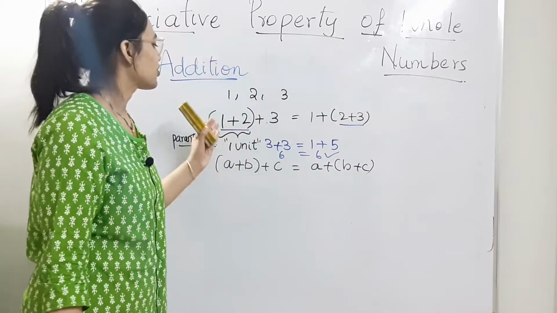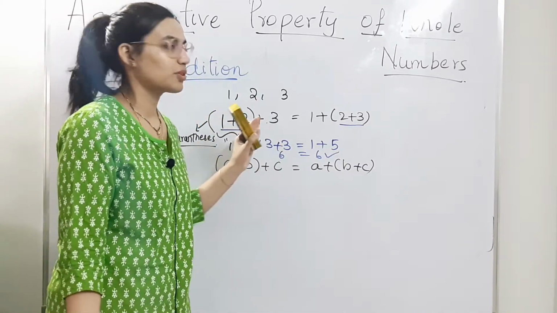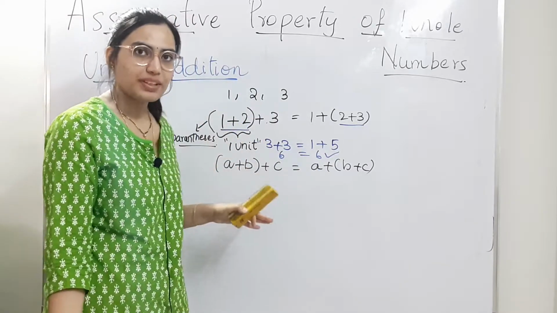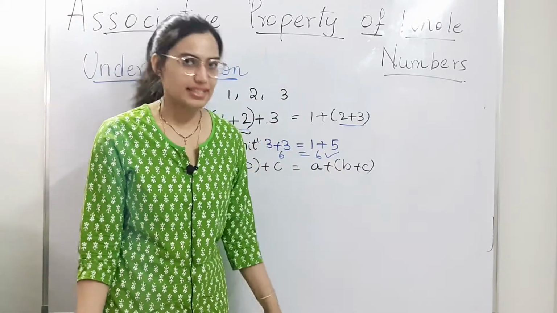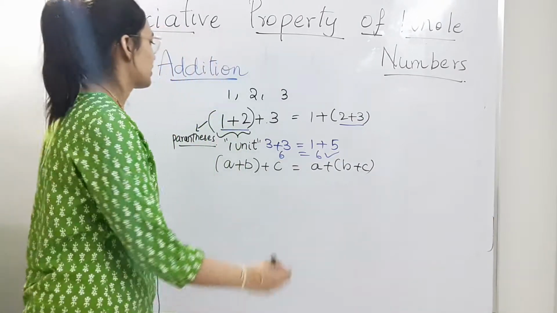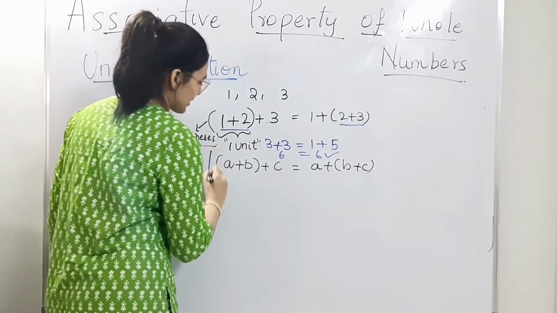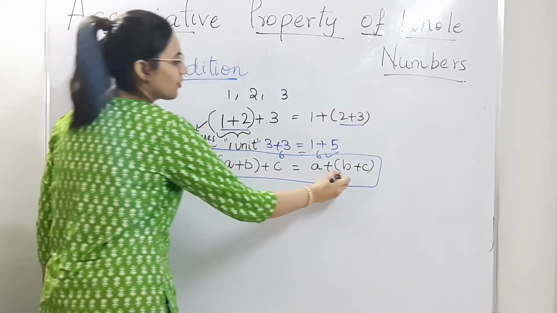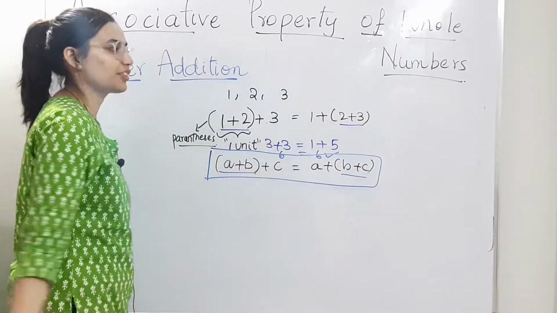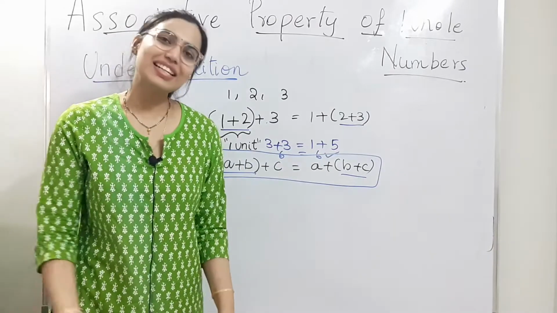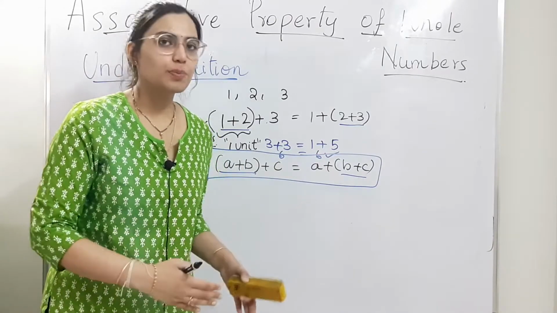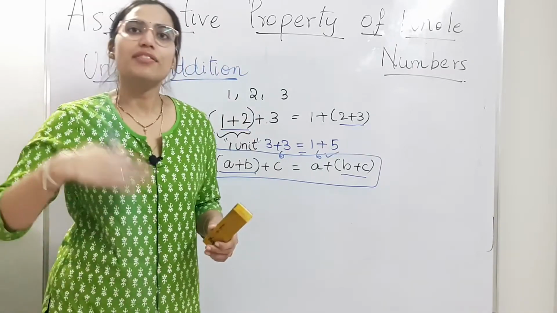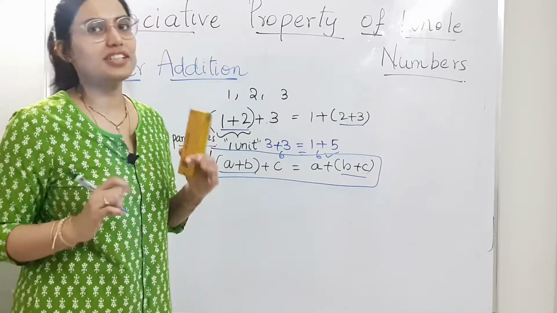If you consider A, B and C as 1, 2, 3 in this scenario, then no matter how you group them, the result should be the same. So this is nothing but A plus B plus C is equal to A plus the group B plus C. These are two different units. Now let's see how we can group them together and apply this property on several different combinations of numbers.